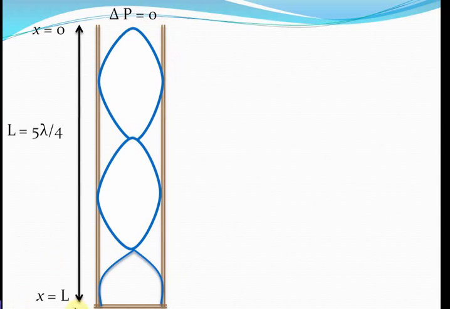We know that delta P is 0 at the open end of a closed organ pipe. Why? Because as we know, the pressure here is constant, equal to the atmospheric pressure. So clearly the maximum pressure or the minimum pressure or any other pressure here will simply be equal to the atmospheric pressure. One part of the question is solved.